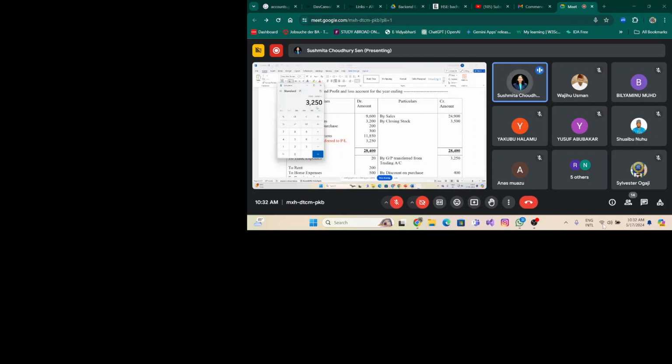So that means this is the amount we left, and this is my gross profit. After concluding the trading account, whether we will receive gross profit or gross loss: if my expenditure is less and my income is more, I am going to get my balance in the debit side because my income is more. If it is vice versa, my expenditure is more and my income is less, then I am going to get gross loss and the balance will appear in the right side, in the credit side.